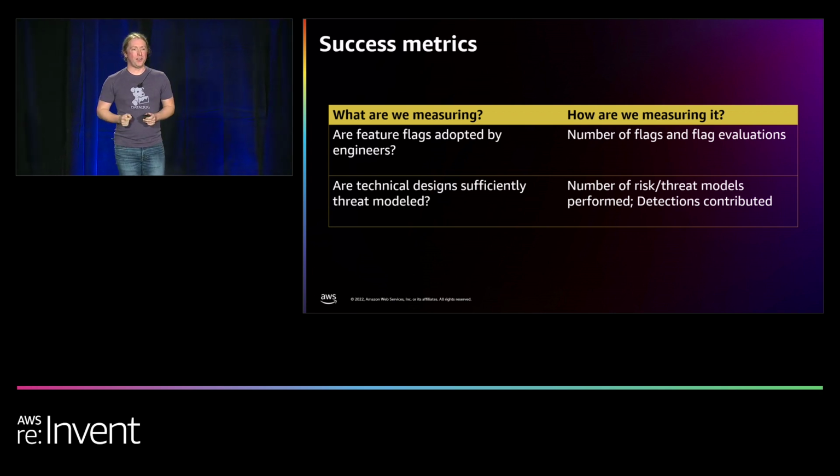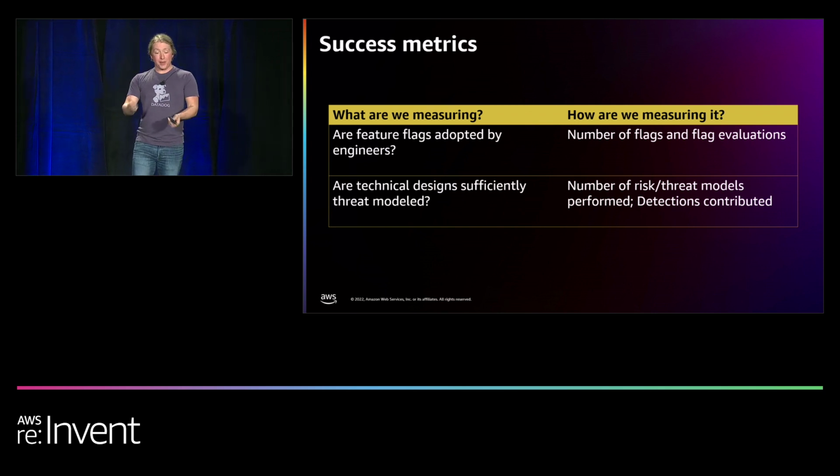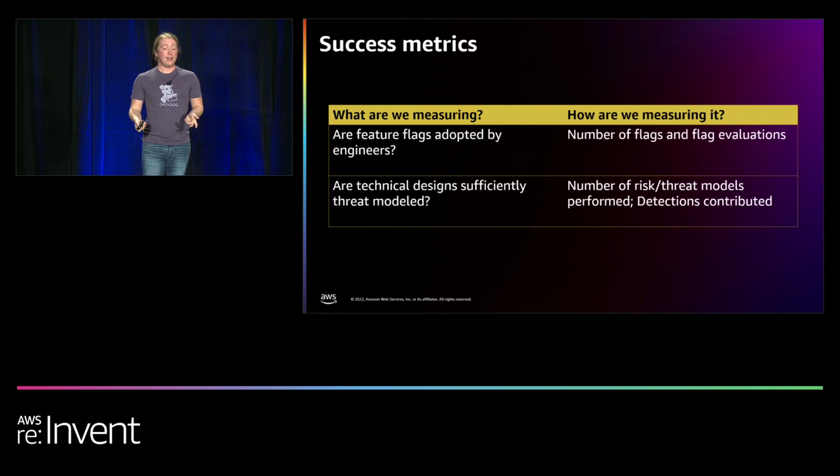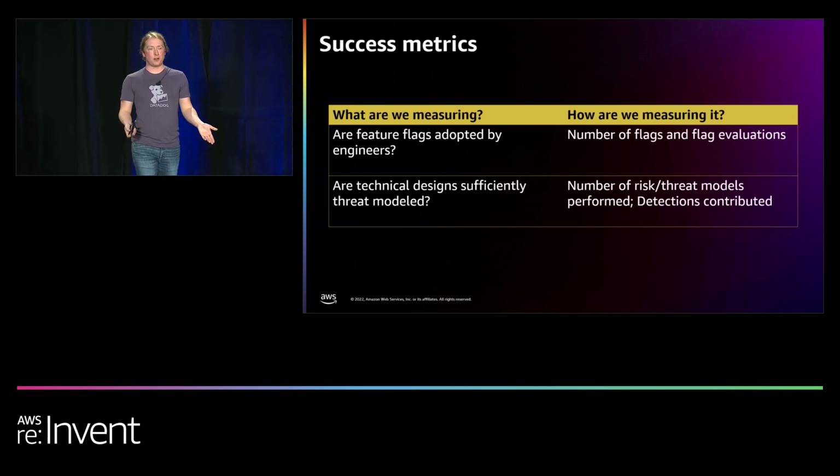Like how hard was it actually for an engineering team in pursuit of the rollout of a feature to do this? And the way I would measure developer friction is to say how many flags are in the product that are protected by a platform like LaunchDarkly, and then how many risk or threat assessments did we do, and then how many detections per feature did we contribute back to a platform like Datadog Cloud Security Management. That all makes sense, right?